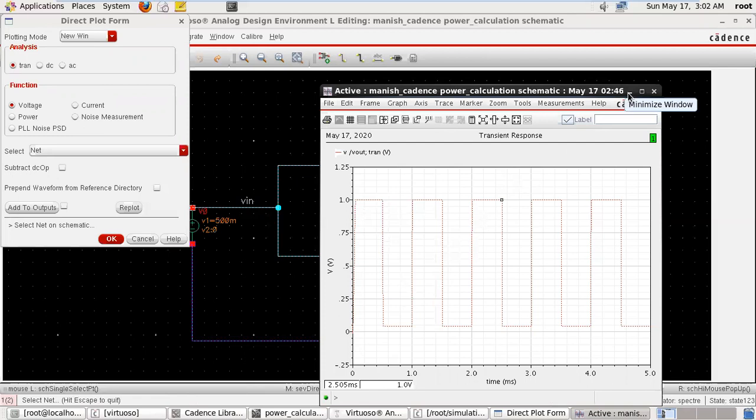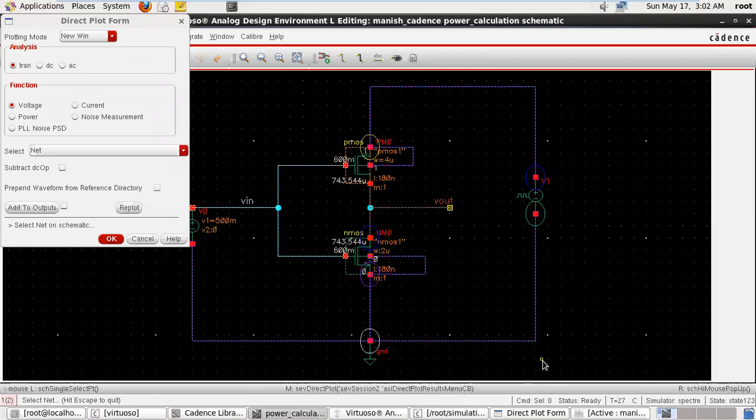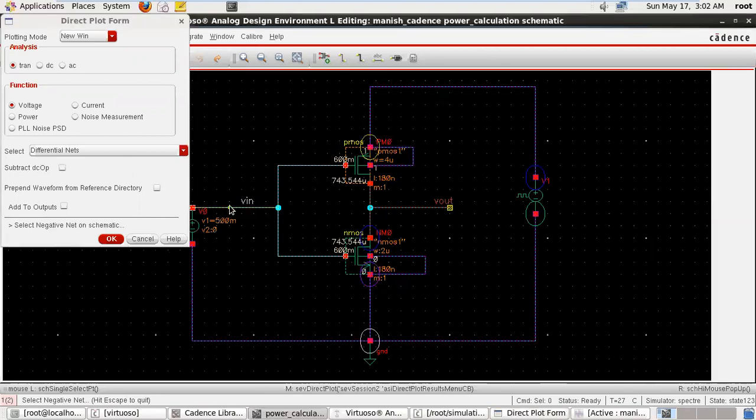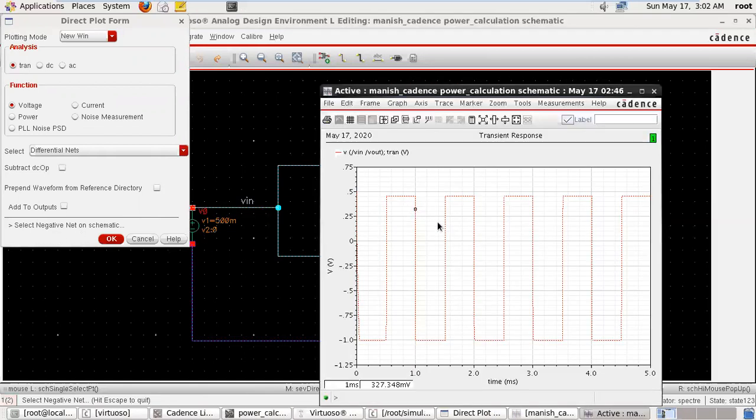Suppose we want to take the differential net, the difference of two terminals, so select the positive node. First we are selecting this as positive, suppose. Now select the negative, this is negative, suppose. Now this is the voltage difference of these two nodes, the transient difference voltage. So this is the transient difference of input voltage and output voltage. So you can calculate the differential node voltage.